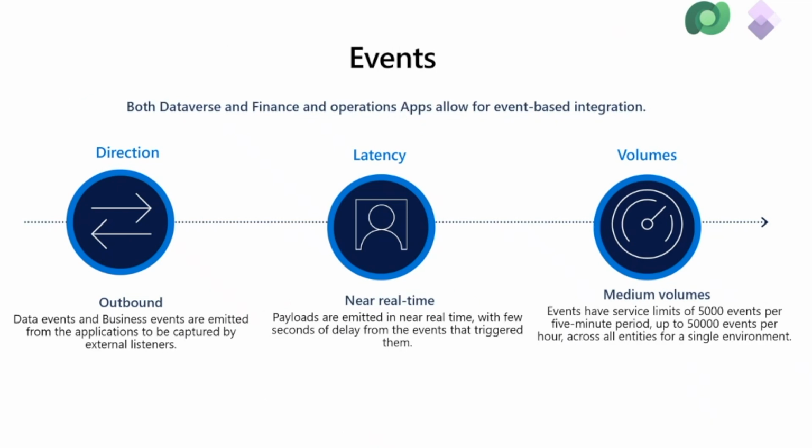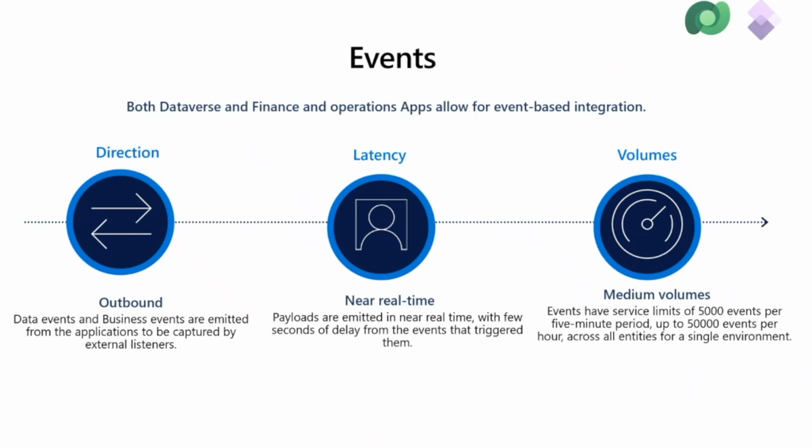Next, events. Both apps allow for event-based integration, and the features available are business events and data events. Business events are a mechanism to emit events from F&O and Dataverse and notify external systems like Power Automate or Azure services. They run asynchronous, near real time, with a few seconds of delay after the event that triggered them, and are suitable for medium volumes. They fit well into process integration design. They are intended to be small and not suitable for data integration scenarios. Examples of business events are vendor payment posted, purchase order confirmed, or order creation.